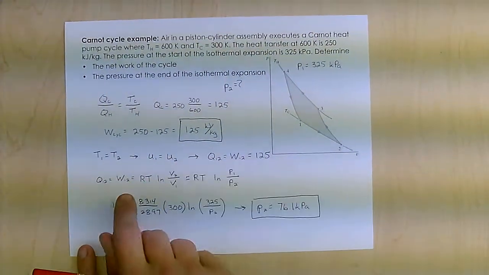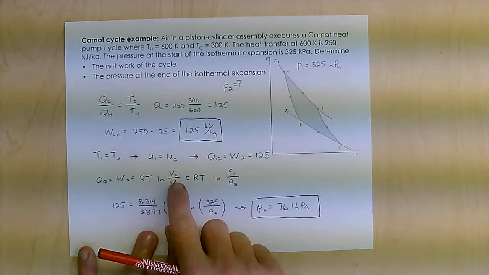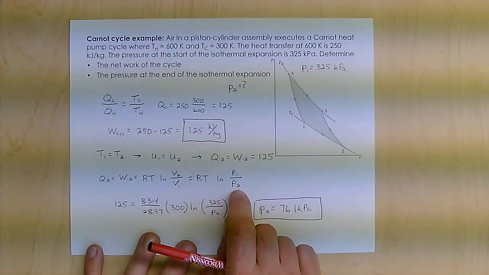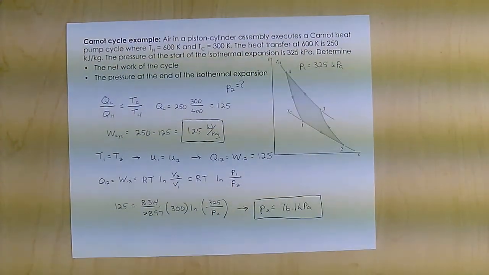All we do on this one is recognize temperature is constant, so energy is constant, so heat equals work. Then I know that because it's isothermal, my work is this, and my volume ratio is the reciprocal of the pressure ratio because it's isothermal. And then from that, the only thing I don't know is pressure 2, which is what I'm looking for.